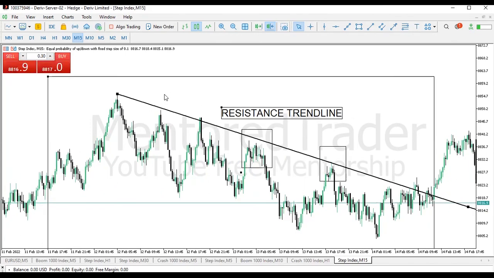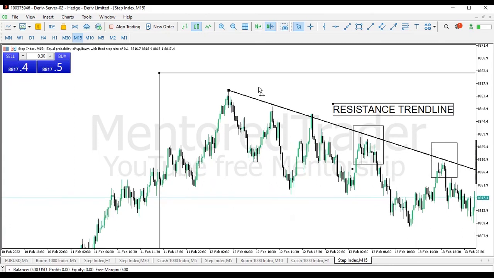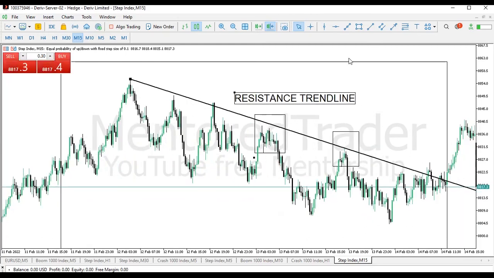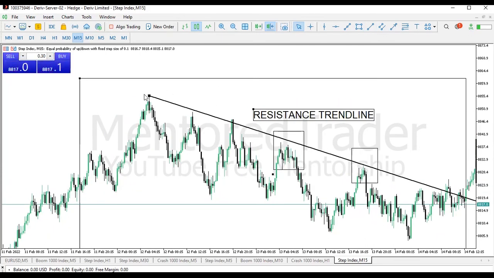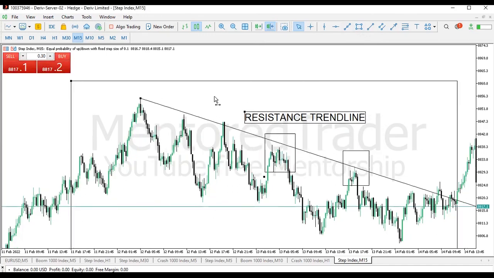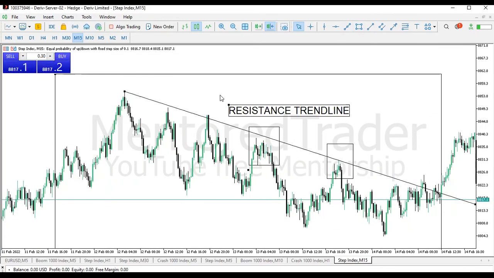Now, how do you determine? For a downtrend, we use a high, then a lower high. For price moving along, you use a wick to put these lines, you use a wick, a high. So here we see this trend line is being respected over price. So this is a resistance trend line.